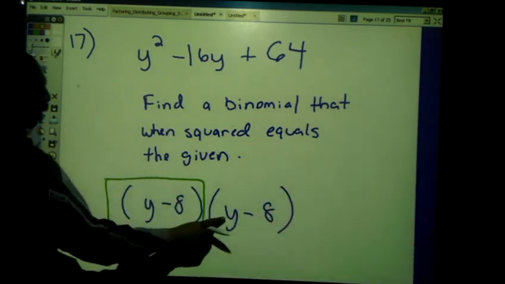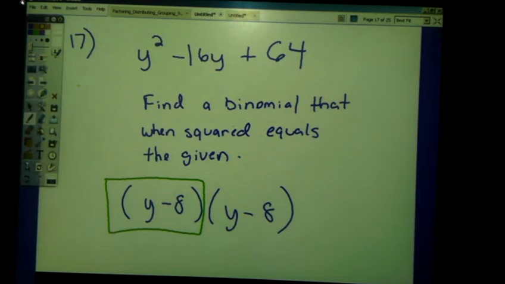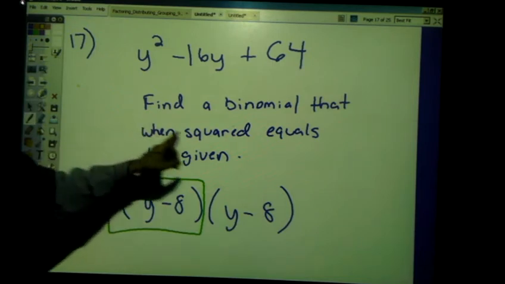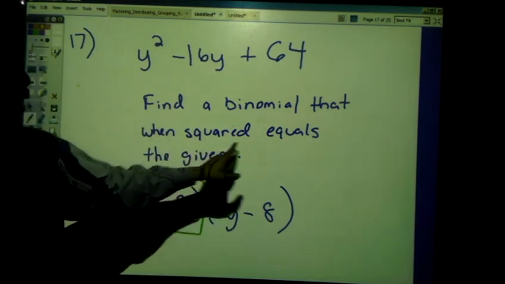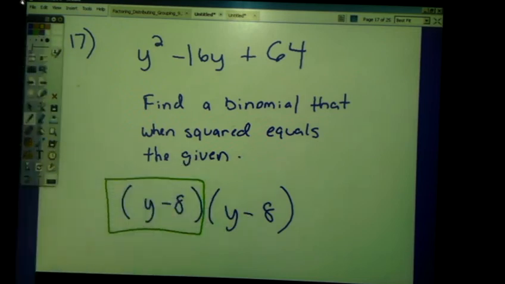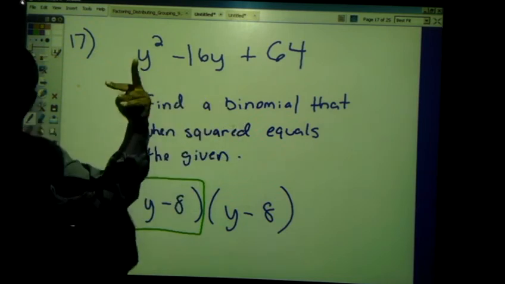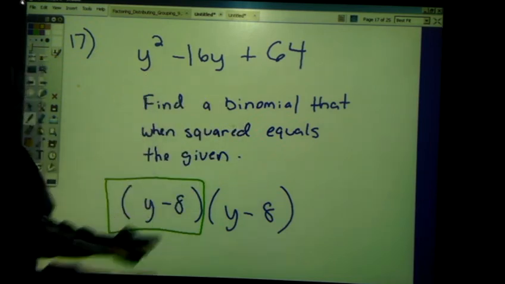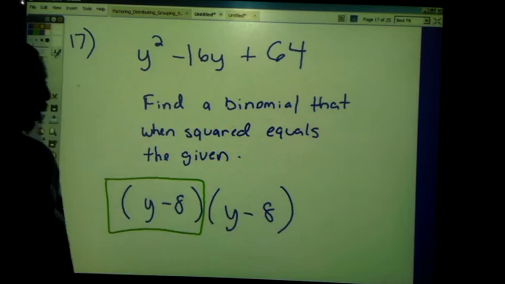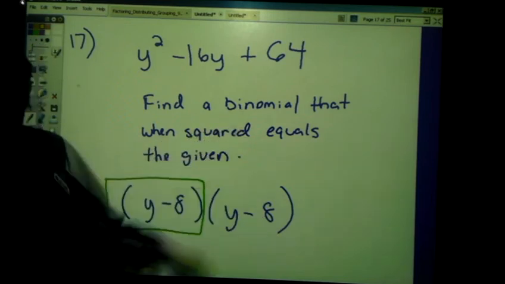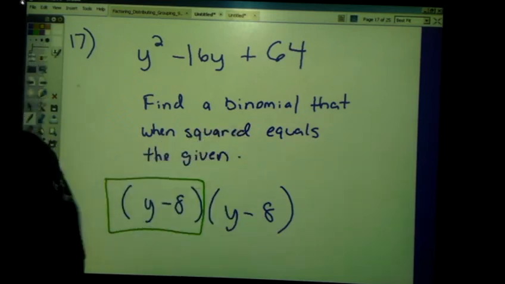y minus 8 times y minus 8. Now, for this problem, they asked us to find a binomial that when squared equals the given. Whenever they give you directions like that, understand, all they want you to do is find out one of the factors. They're telling you that one of the factors is a binomial. It has two pieces to it. This has two pieces, this has two pieces. They just want to know one of the binomials. A binomial has two terms in it.